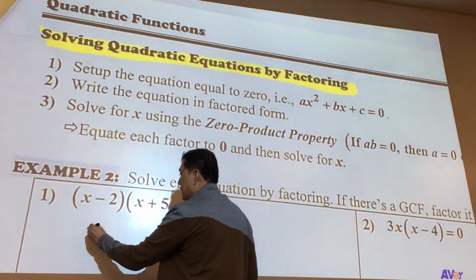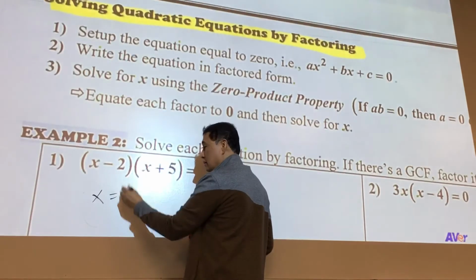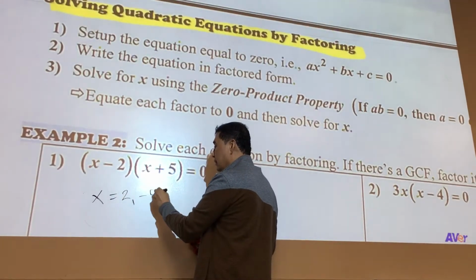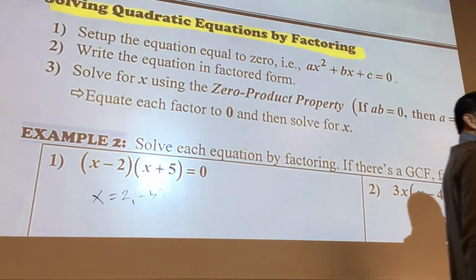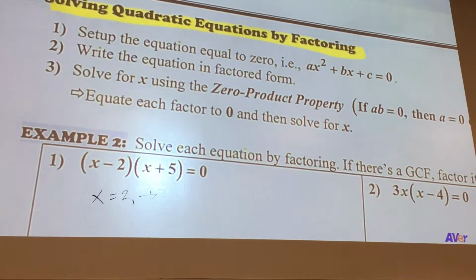Why don't we just do it like this? Everyone, what's the opposite? 2. What's the opposite? Negative 5. Done. That's it. You can just do it quickly like that. Is that right? Yeah. All right? As long as they're in factored form.